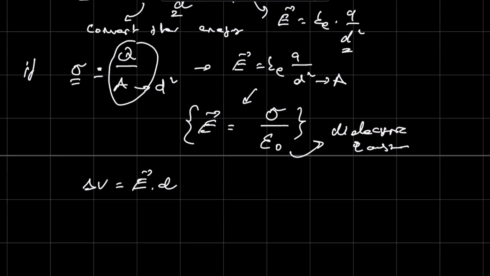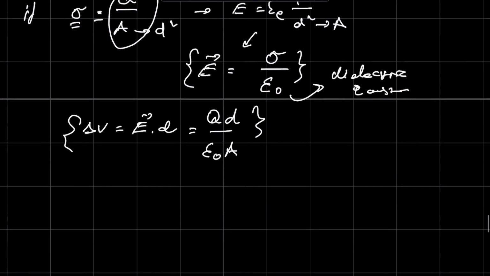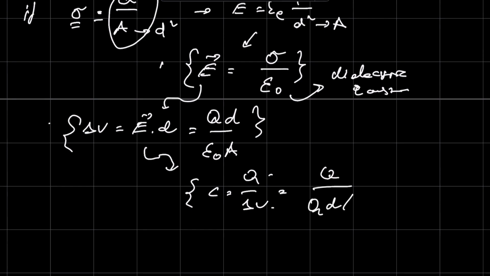Potential difference equals electric field times distance. This can also be written as charge times distance divided by dielectric constant times area. When we simplify this relationship, we get the well-known formula for a parallel plate capacitor. C equals epsilon times A divided by d. Here, A is the surface area of the plates, and d is the distance between them.